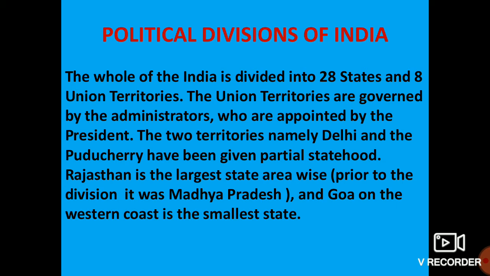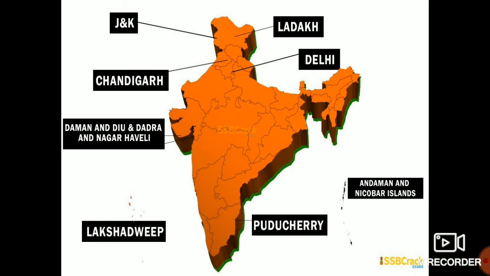Rajasthan is the largest state in India, and Goa is the smallest state in India. See the union territories: Jammu Kashmir, Ladakh, Delhi, Chandigarh. Daman and Diu and Dadra Nagar Haveli, now this is one union territory. Lakshadweep, Puducherry, Andaman and Nicobar Islands. These are the 8 union territories.